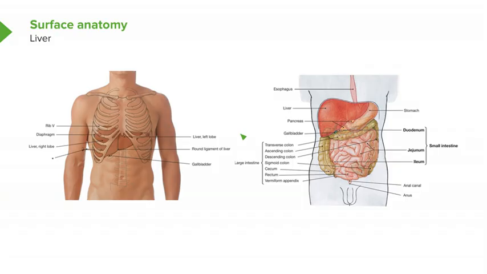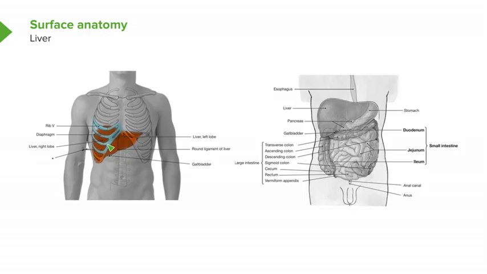So the surface anatomy of the liver we looked at briefly when we did the surface anatomy lecture right at the very beginning of this course. So here we can see the liver is positioned within the abdomen, and it's actually covered by quite a few of the ribs. We can see we have ribs 6, 7, 8, 9, 10, all protecting this right lobe of the liver.